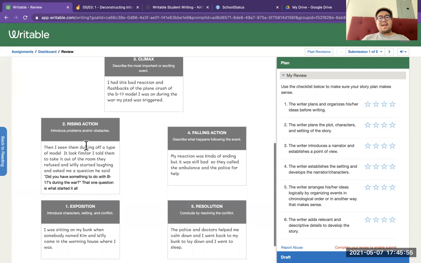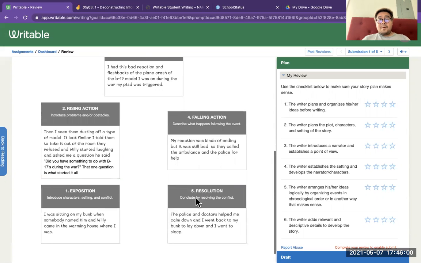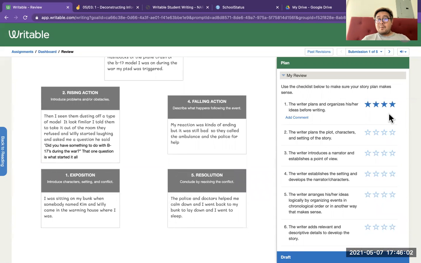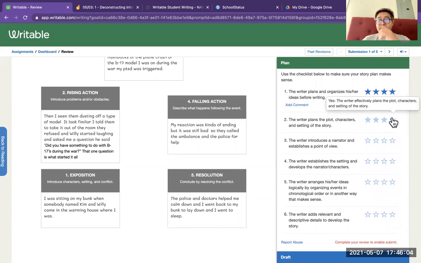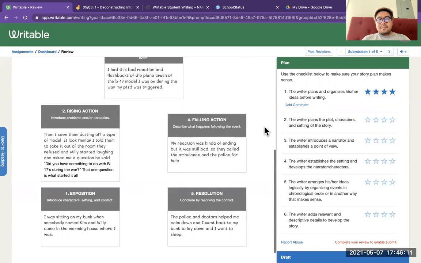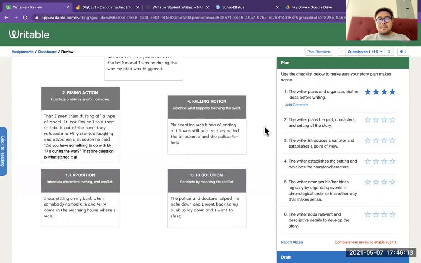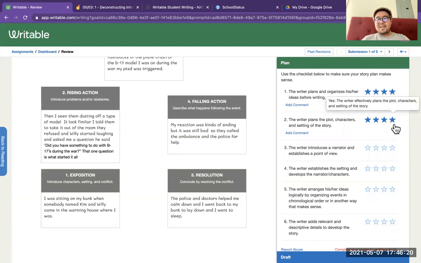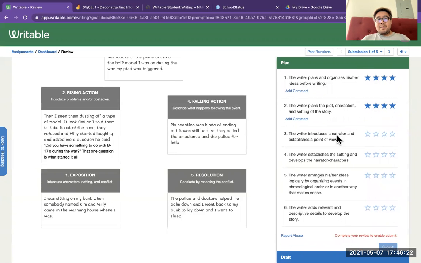Then put a few things for rising action, climax, falling action, resolution. Okay, so I'm going to give 4 stars because the writer does organize his or her ideas before writing. Writer, hold on a second. Okay, good. Plans the plot, characters, and setting of the story. Introduces a narrator and establishes a point of view.